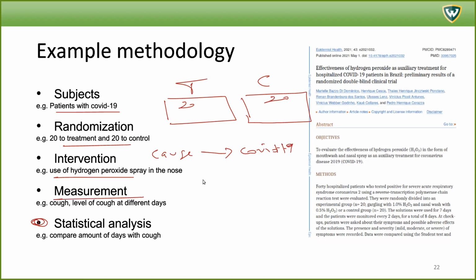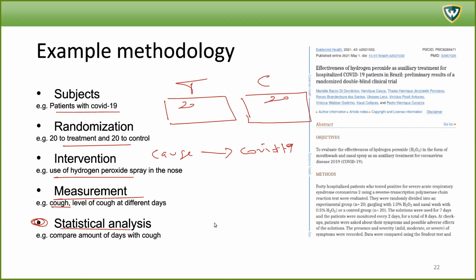There's the measurement information. I've talked about this. What are the variables and how are they going to be measured? In this study, they're measuring cough, whether the person has a cough or doesn't have a cough, and also how much cough or different symptoms they have at different days. So the number of days adds a new dimension here, which is important and complicates the study a little bit, but it makes sense in this case. And also the statistical analysis at the end.